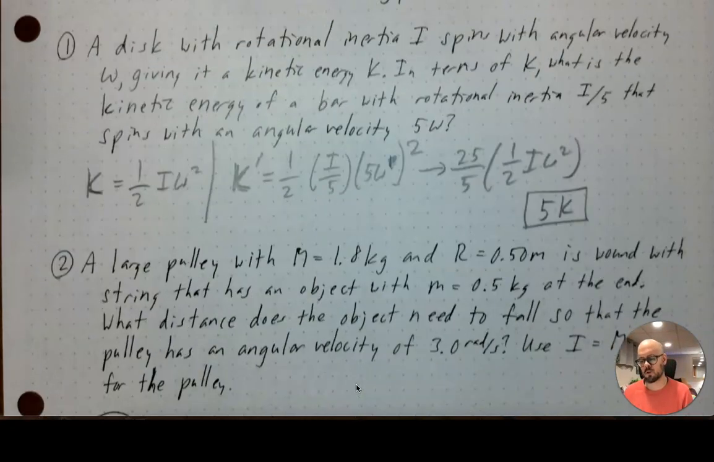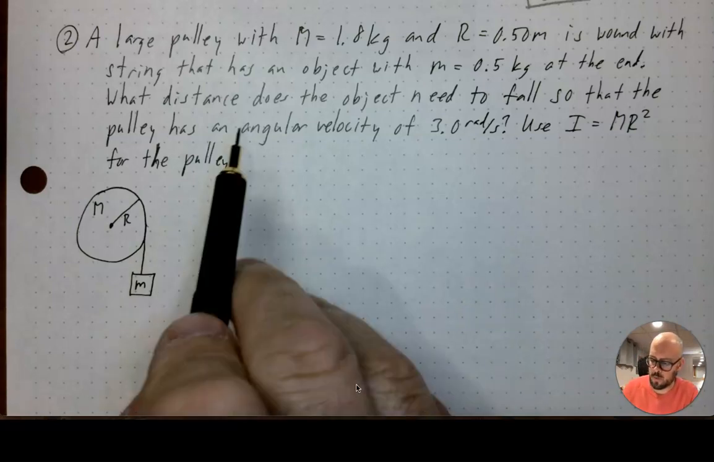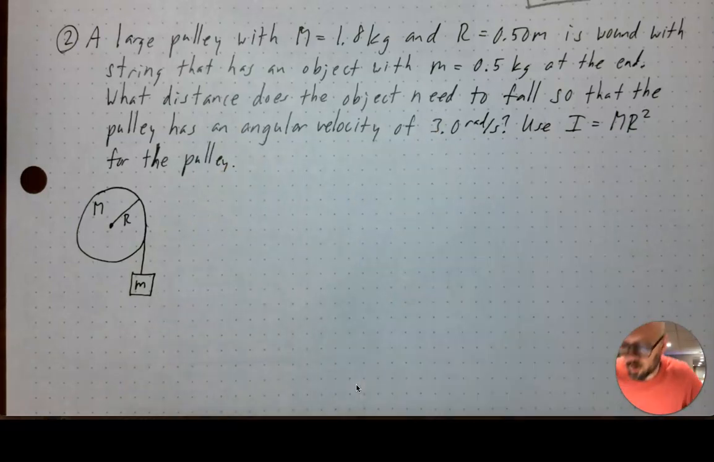Okay, so the second problem is really the main event, and in this problem we're going to think a lot about conservation of energy. So we have a pulley, and the pulley has a mass attached to it. And our question here is, what distance does the object need to fall so that the pulley has an angular velocity of 3 radians per second?